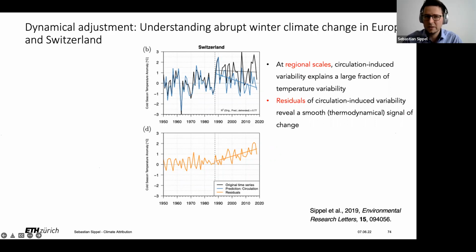And so the idea is that this dynamical adjustment really gives us a more intuitive explanation of why this original time series appears to show such a jump in the first place. And we may not need to invoke any fancy breakpoints in the time series or anything like that.